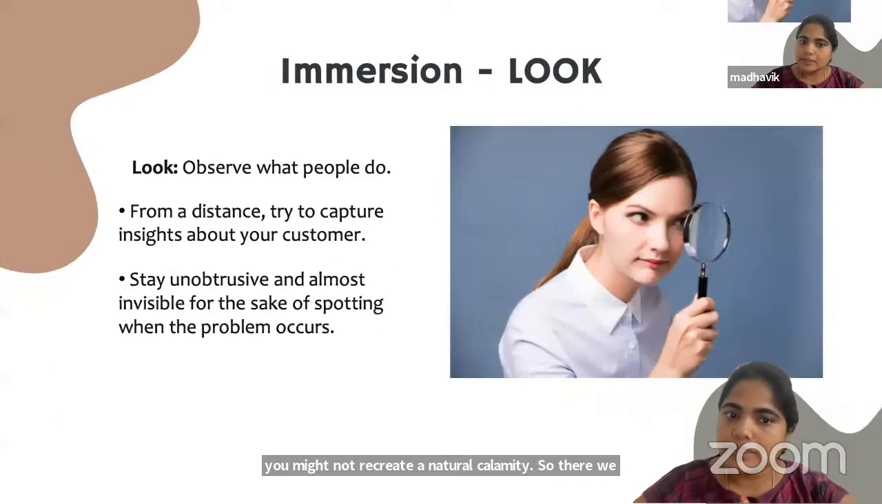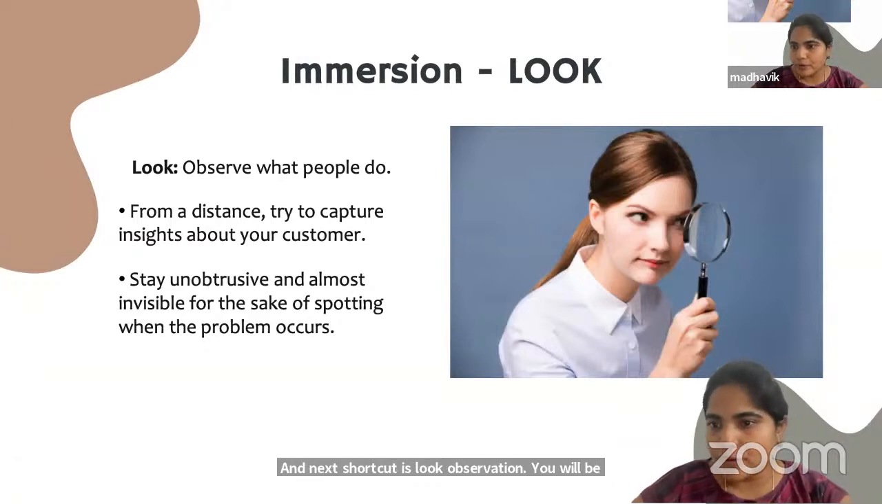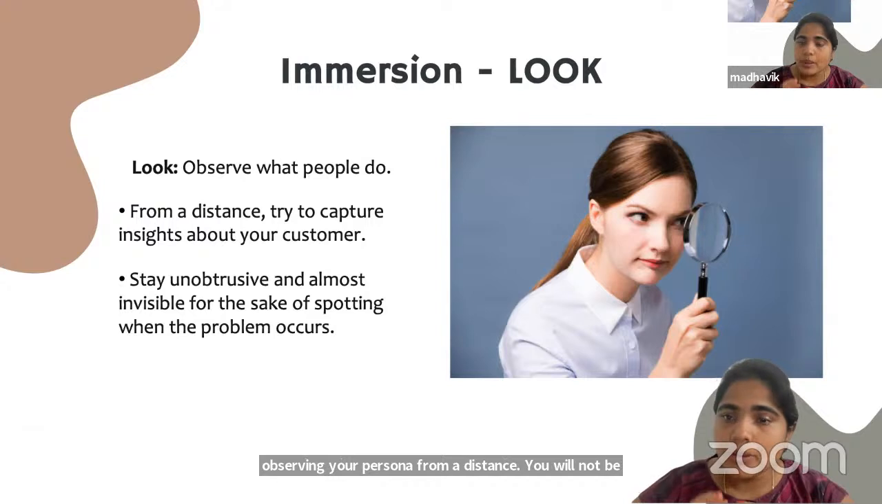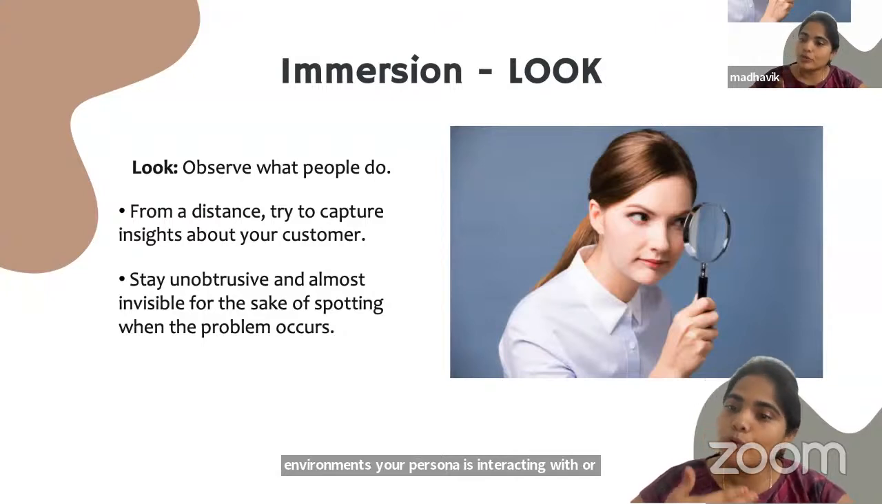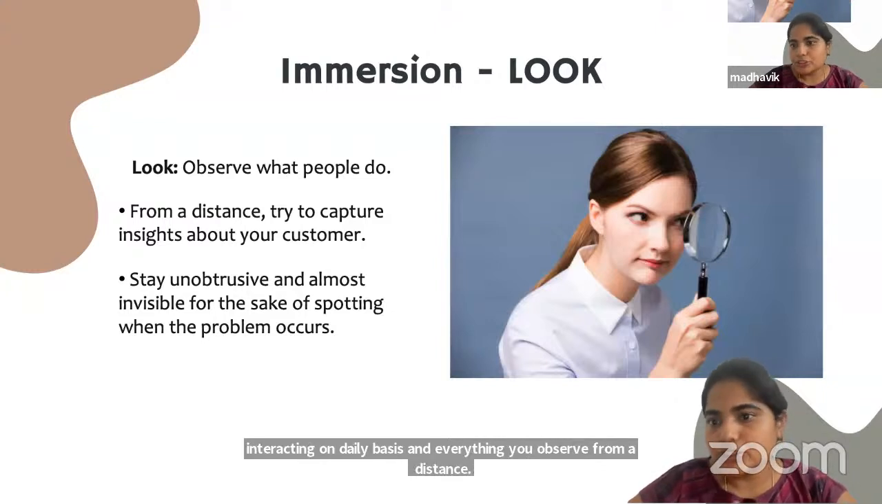The next shortcut is look, which is observation. You will be observing your persona from a distance. You will not be disturbing your persona, and you will not even act as your persona. You will just observe what kind of environments your persona is interacting with, what her surroundings are like, and who the people are that she interacts with on a daily basis, and you observe everything from a distance. That is look, immersion look.